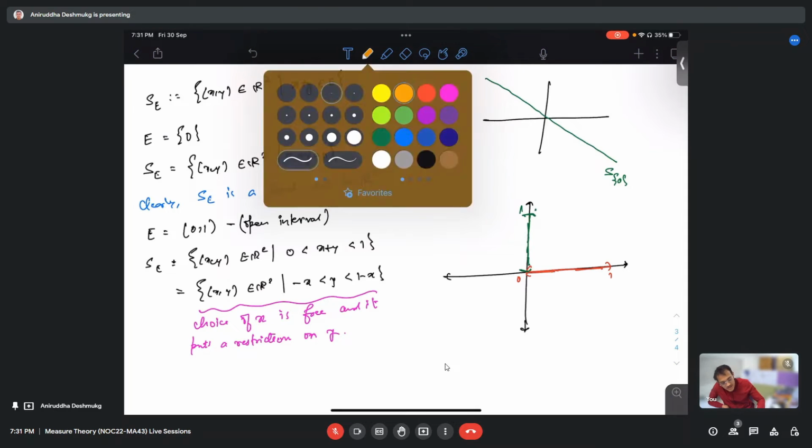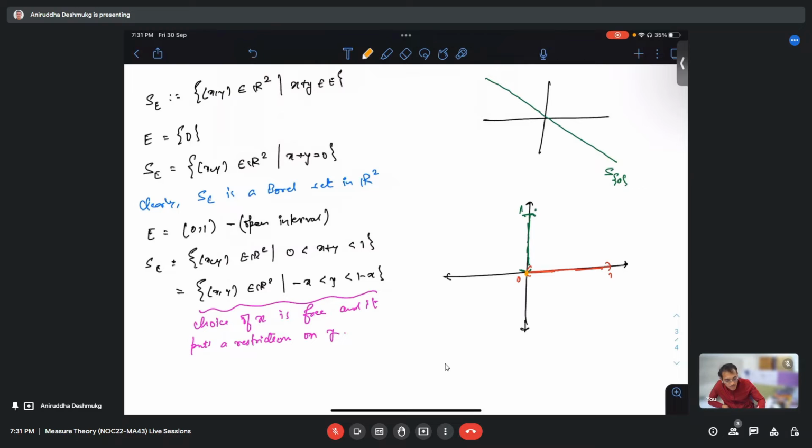Let us fix this first. At 0, what are all the points for which, if x is equal to 0, we have 0 less than y less than 1. So everything on this green line is inside SC. Now, let us fix 1. If x is equal to 1, then minus 1 is less than y and y is less than 0. So somewhere here, and then this vertical line is inside SC.